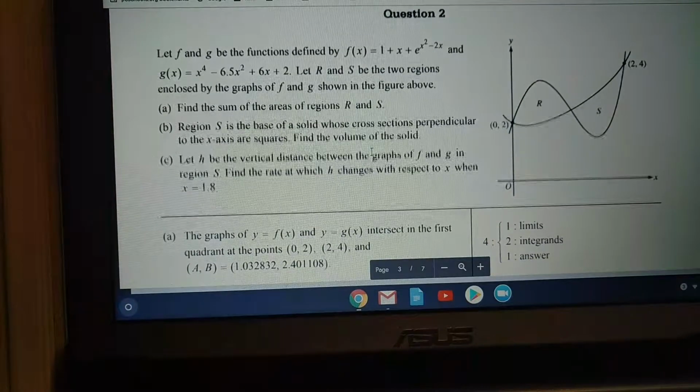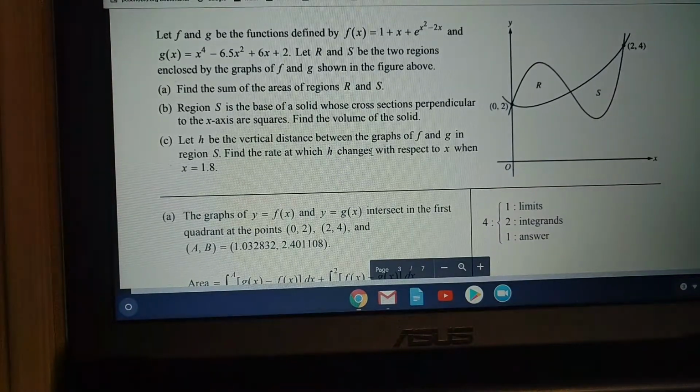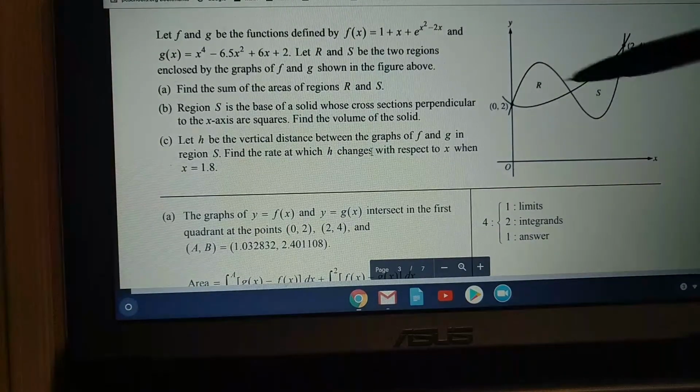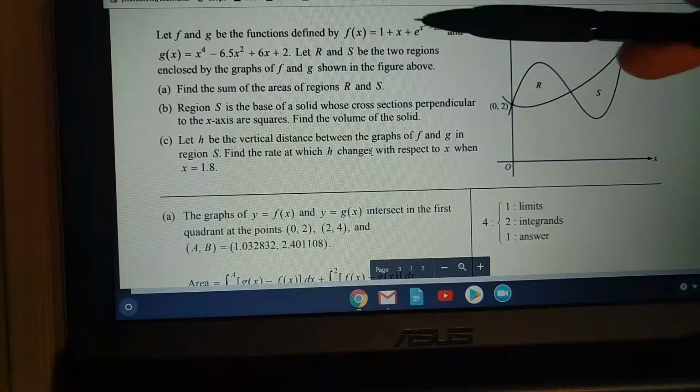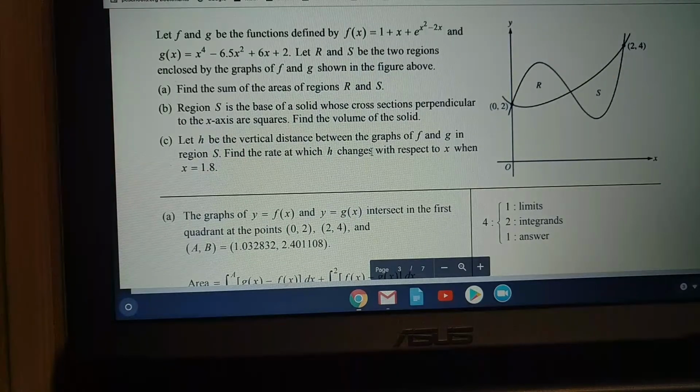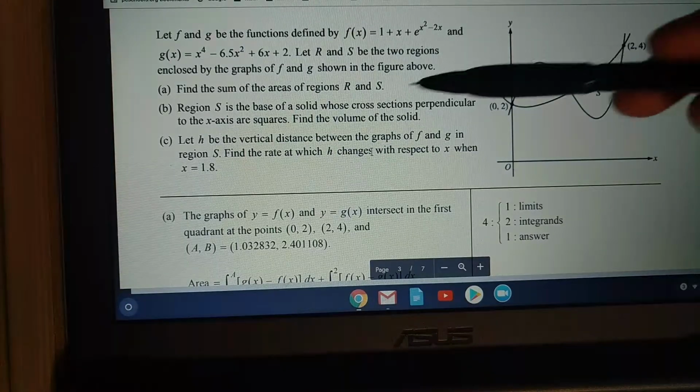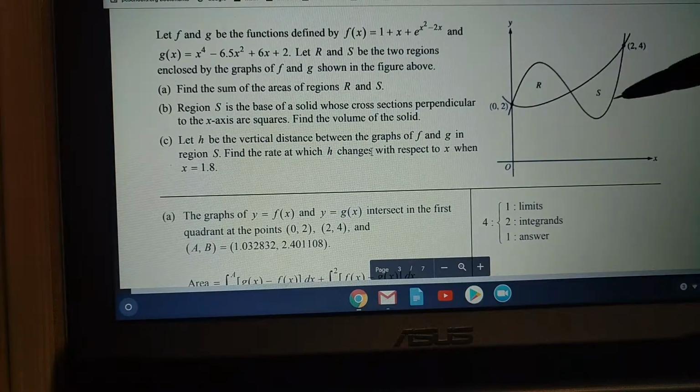Problem 2 is an area volume type problem. So we have these two functions given to us. We're given this picture of the graph. We're also given the equations for the two functions. And for part A, we want to find the sum of the areas, so we have to integrate these things separately here.